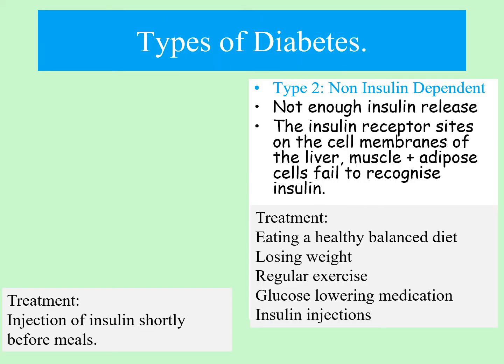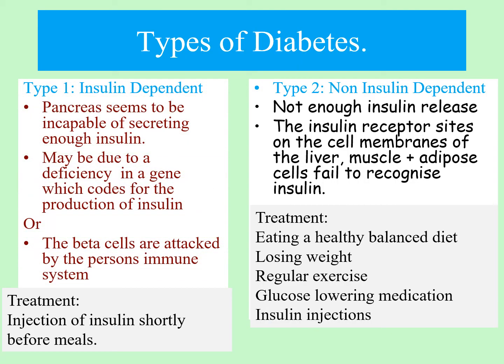So in terms of treatments for the two types of diabetes, for type 1, the treatment is injection of insulin shortly before meals. But people who are diabetic have to be careful with that because you need to make sure you eat after taking the insulin. Otherwise, your blood sugar level will drop and you'd suffer from hypoglycemia very quickly afterwards. So they have to be very careful. They make sure they do eat.